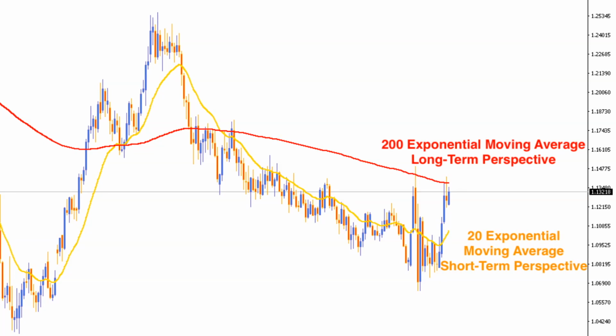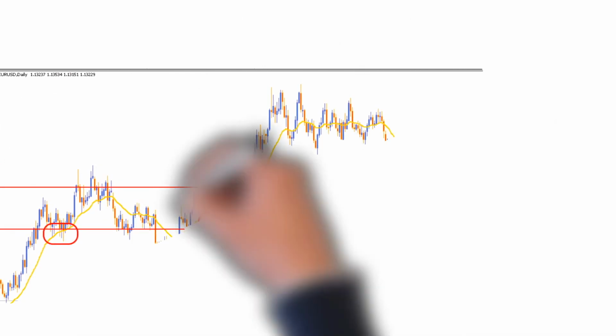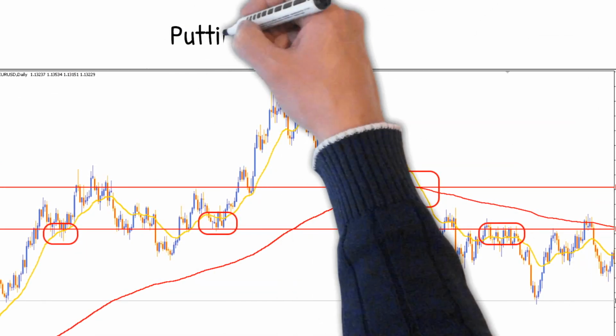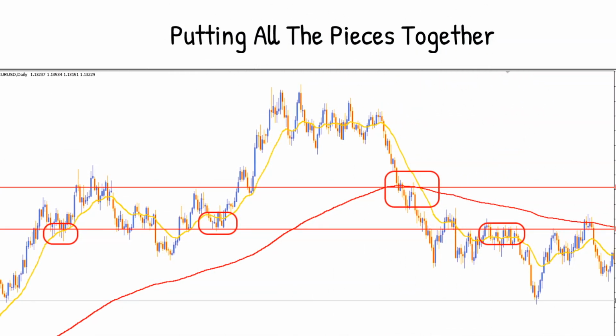In this chart, we see that the 200 exponential moving average and 20 exponential moving average have been working as a resistance to the price while the price was moving lower. So if we put everything together, we can see that the dynamic levels and the static levels can work together and create great trading opportunities for the trader.